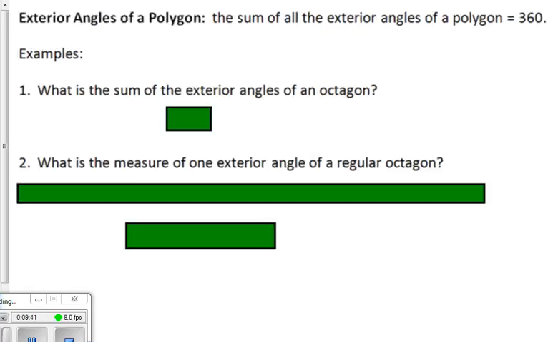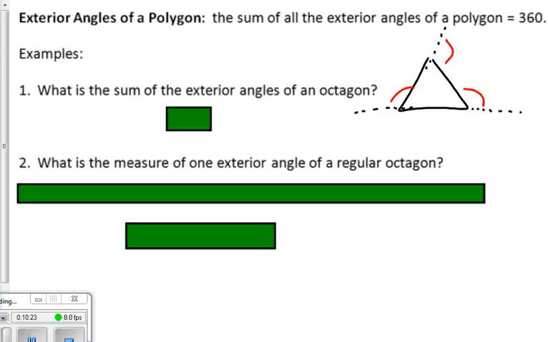Let's move on to learn about the exterior angles of a polygon. The sum of all of the exterior angles of any polygon, not just certain ones, any polygon, is going to be 360 degrees. So again, if we had a triangle, remember our exterior angle is one like this. If I drew it over here, I'd have an exterior angle as well. At each point, if I added up all of the exterior angles, those would all have to add up to 360.